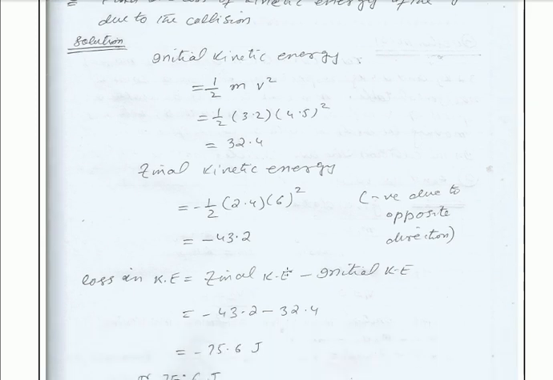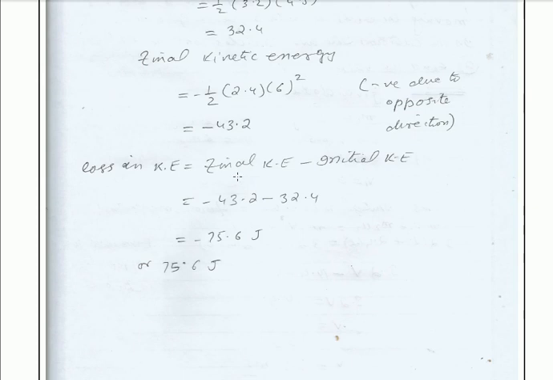After this, we know that loss in kinetic energy is equal to final kinetic energy minus initial kinetic energy. Final kinetic energy is minus 43.2 minus 32.4. After simplification, we get 75.6 joules, the loss in kinetic energy.